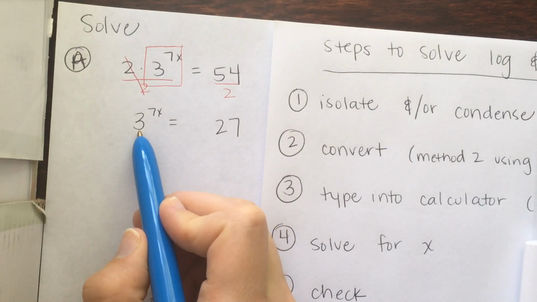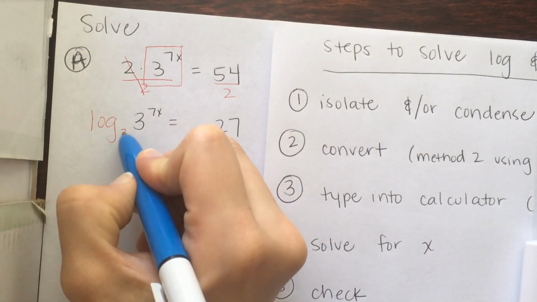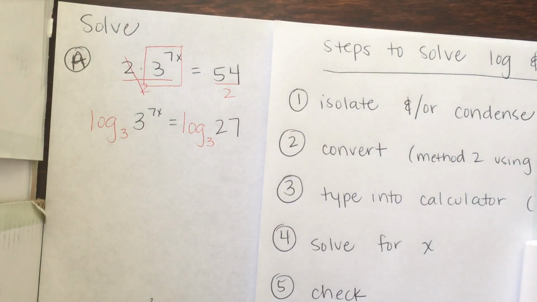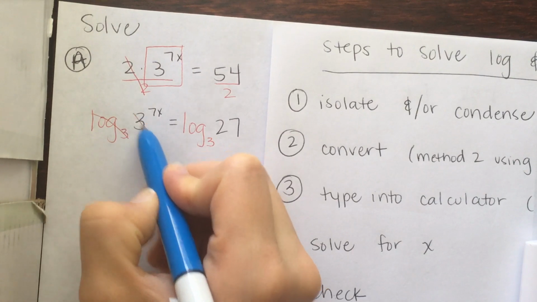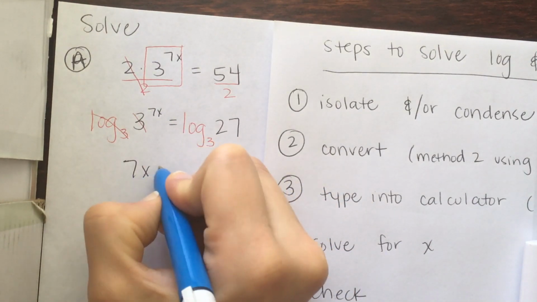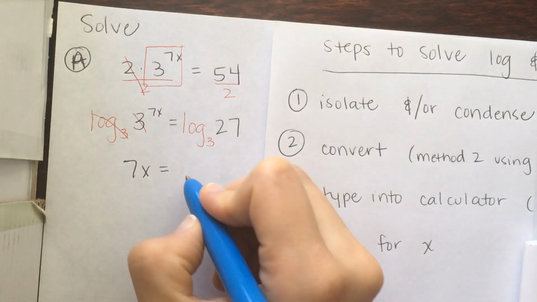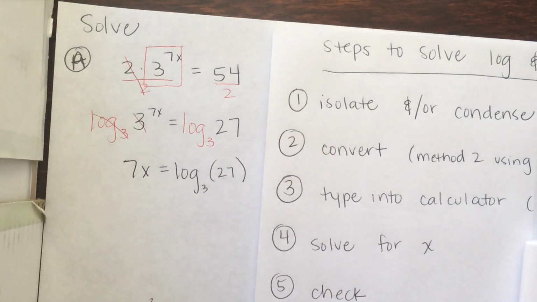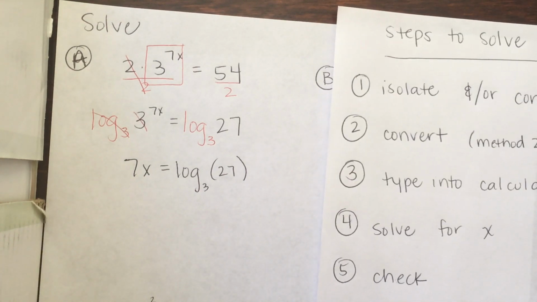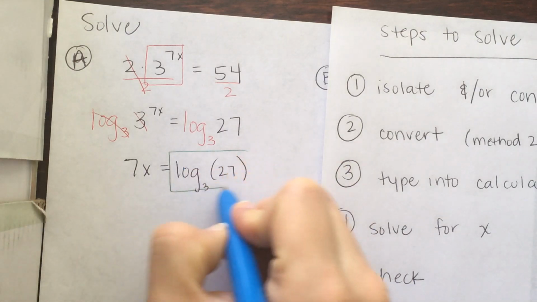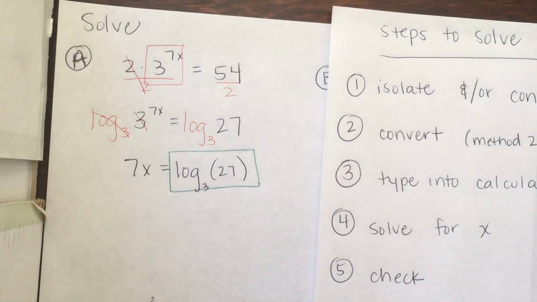So this is base 3, which means I want to put log base 3's in front of both sides of the equal sign. Now, on the left-hand side, log base 3 and base 3 cancel each other out, and I'm left with just a normal 7x. And on the right-hand side, nothing cancels, so it will stay as log base 3 of 27. It's not bad to have that log base 3 in our problem still, because this is all calculator buttons. It's just numbers and calculator buttons.